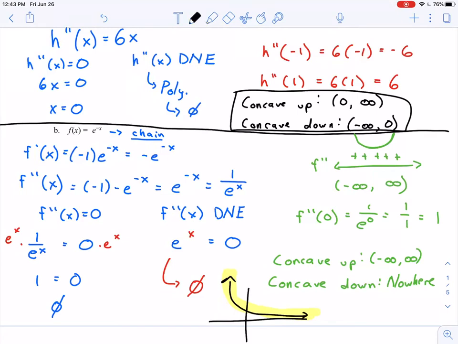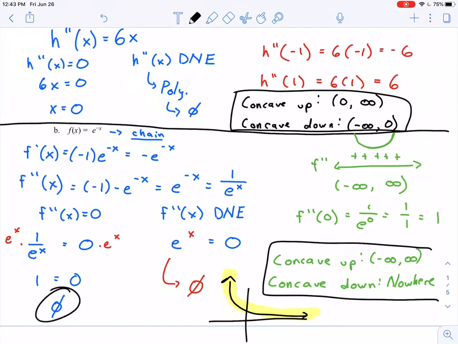We won't see this happen all that often, where we have our function either always concave up or always concave down. Most of the problems that we look at, most of the functions that we work with, there's some sort of shift in concavity because that makes our problems a little bit more interesting to work with. But just in case, this is a really nice example to look at, because if you don't have any partition numbers, your graph is either always concave up or always concave down.